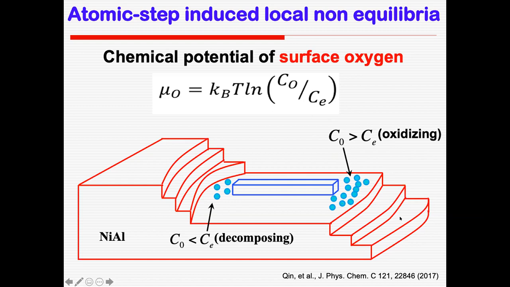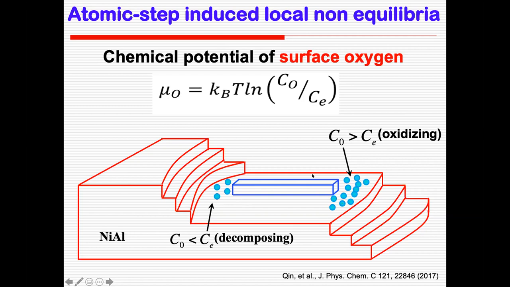Here we have upward diffusion of oxygen atoms, uphill diffusion of oxygen from this location to this location, so that it reduces the concentration of oxygen atoms. Overall the system is still under equilibrium, with a constant length, but locally we still have some non-equilibrium reactions.